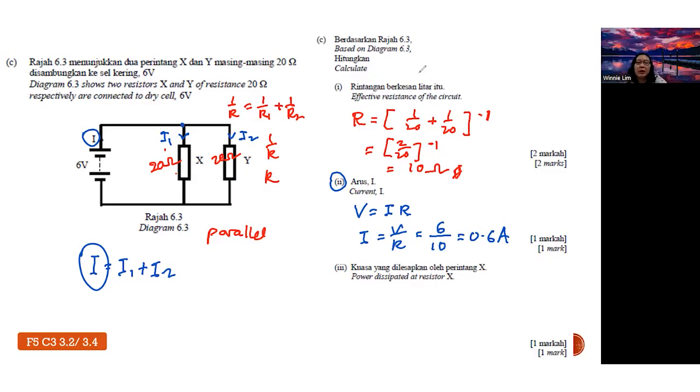And part 3, the power dissipated of resistor. This one you all need to be careful already. They only want to know what is the power dissipated for this one resistor alone, not the whole circuit. So you're all supposed to know that there is a few formula for you all to get the power, right? Which is P equals to VI, P equals to I square R, P equals to V square over R.